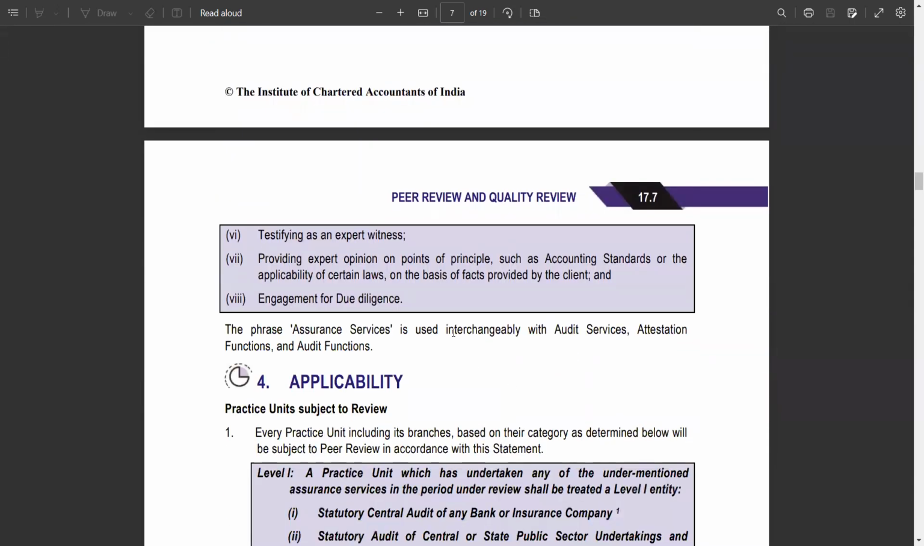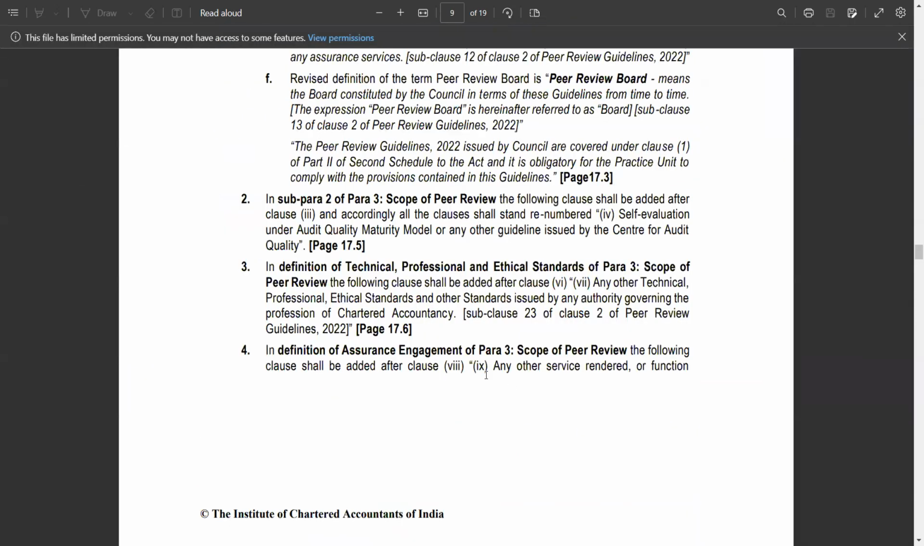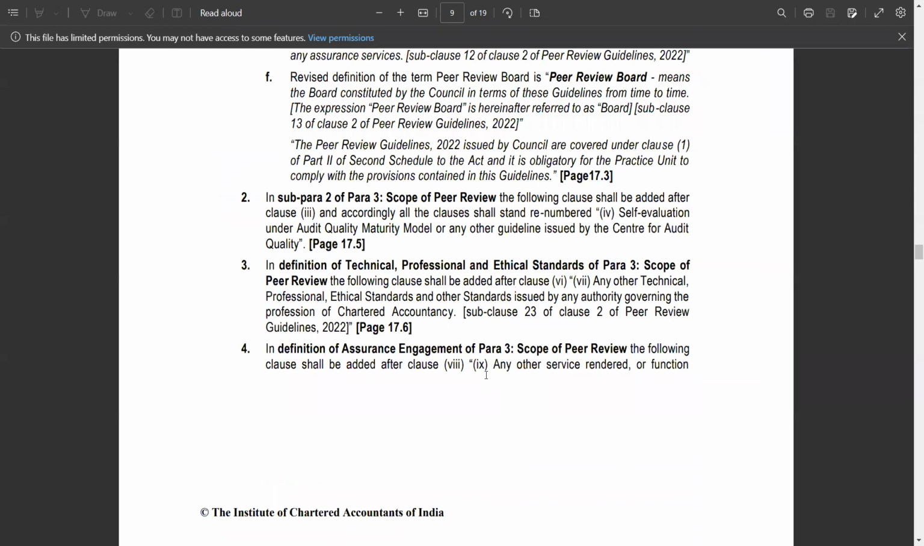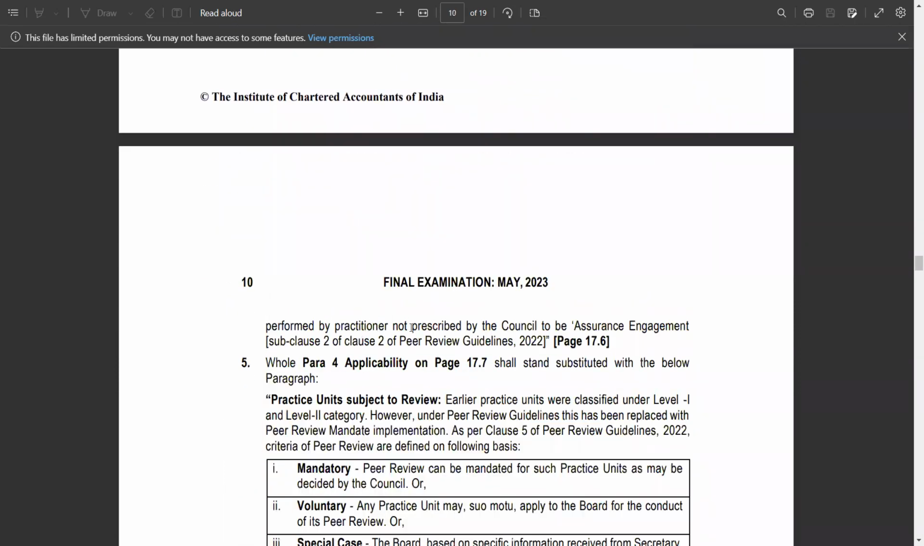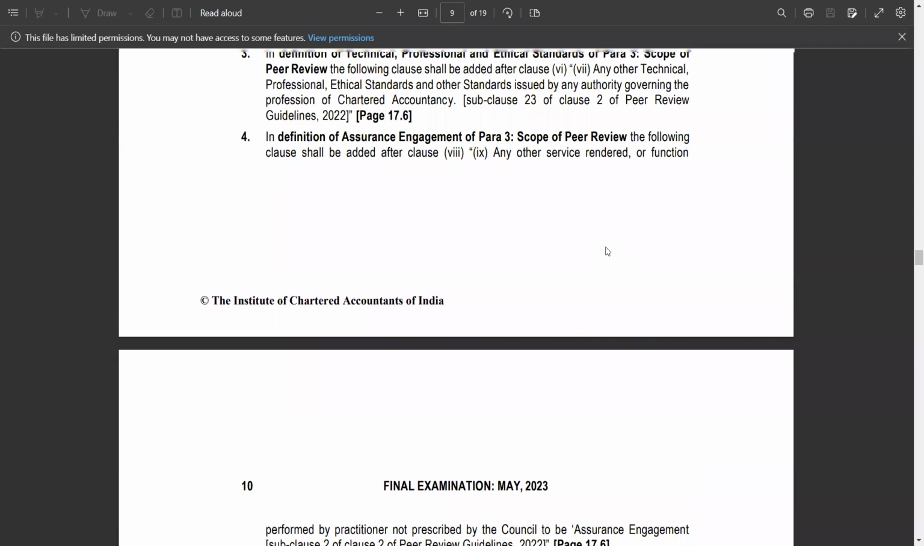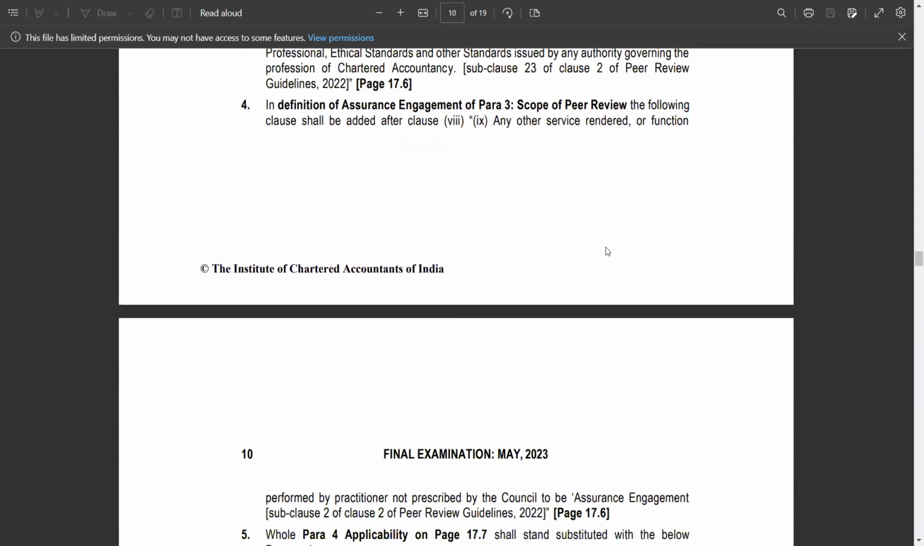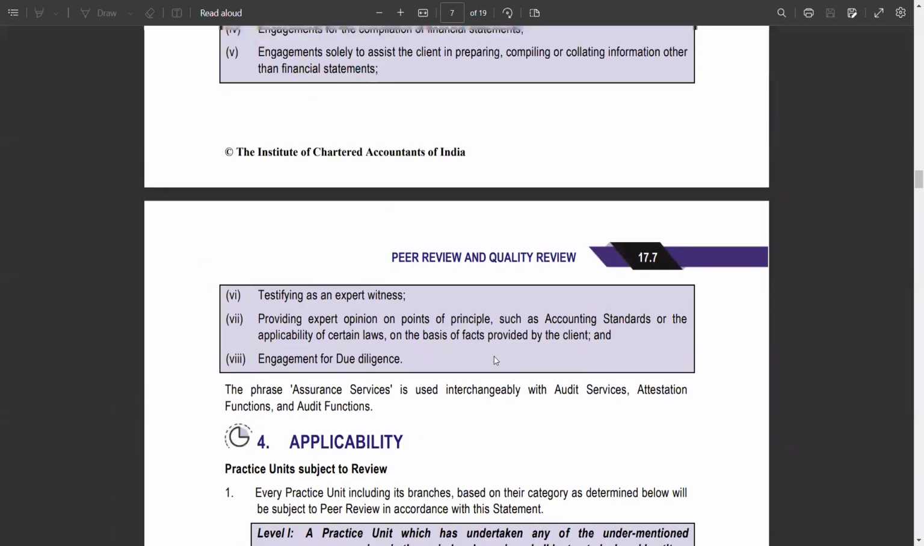Which you can see from, I think this is also an amendment, and yes, this is also an amendment. Any other services rendered or function performed by practitioner not prescribed by the council to be assurance engagement. So basically they have increased the scope of this. All right. So what are these?